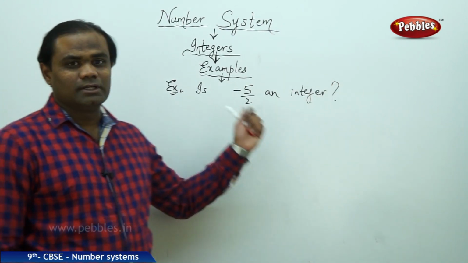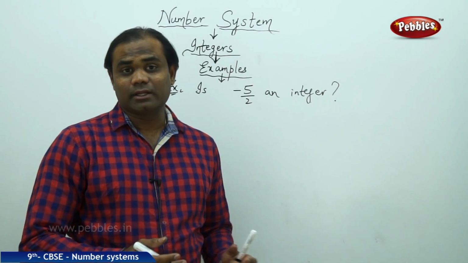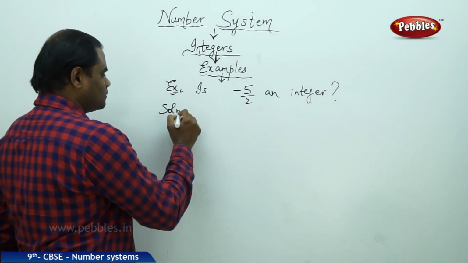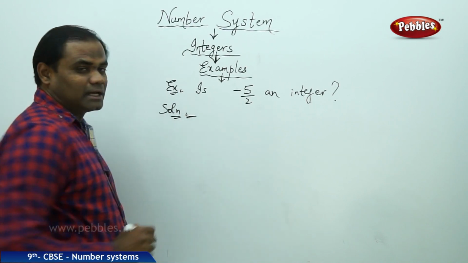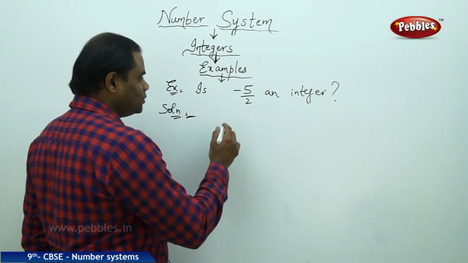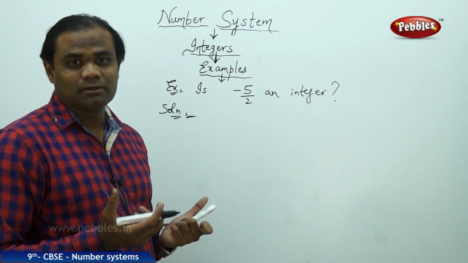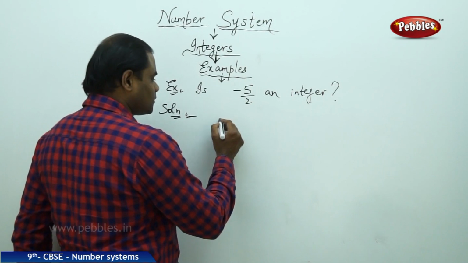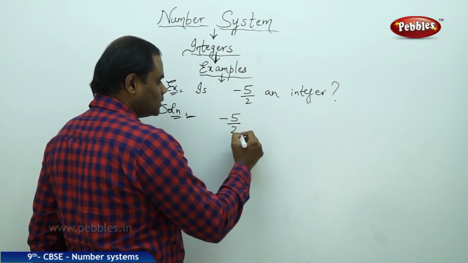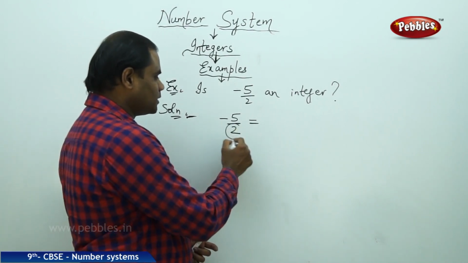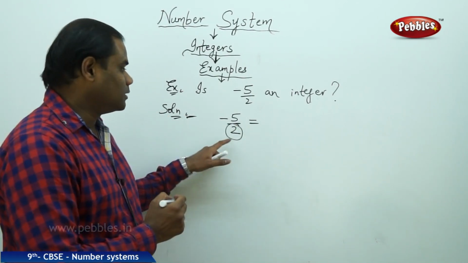So the question here is, is minus 5 by 2 an integer? Let's try to identify the classification of this given number using the concept of the integer, natural number or whole number. Now clearly minus 5 by 2 is in fraction form, which cannot have the denominator as 1, but other than 1 it is 2.